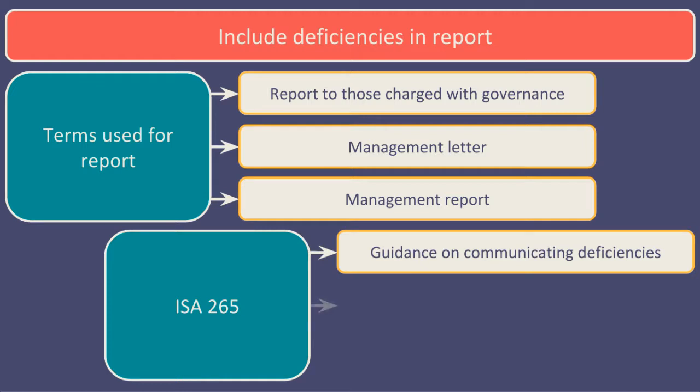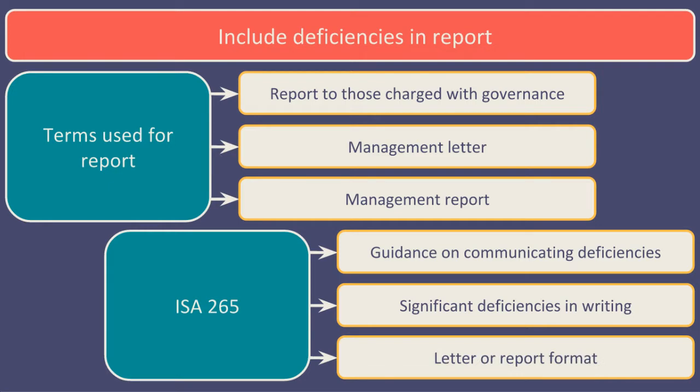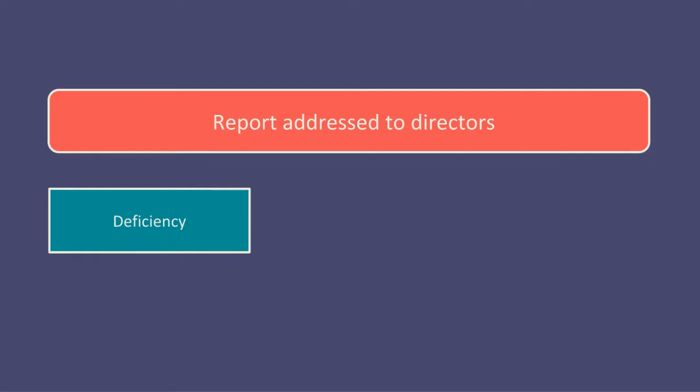It tells us that significant deficiencies should be communicated in writing to the entity's management. This is usually prepared in a letter or report format. The management report should be addressed to the directors of the entity. It will detail all of the deficiencies found by the auditor during their audit. They will also explain the impact of the deficiency and a recommendation.